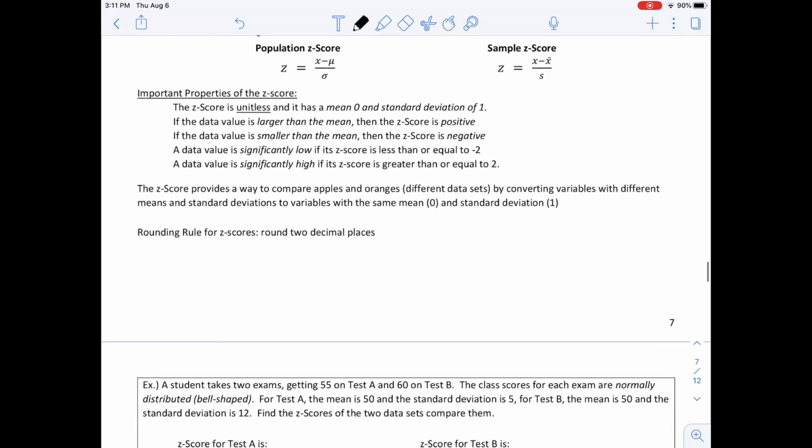Important properties about the z-score. First, the z-score is unitless, and it has a mean of 0 and a standard deviation of 1. Definitely something you need to know. If the data value is larger than the mean, then the z-score is positive, and if the data value is smaller than the mean, then the z-score is negative. A data value is significantly low if its z-score is less than or equal to -2, and significantly high if its z-score is greater than or equal to +2. The z-score provides a way to compare apples and oranges, different data sets, by converting variables with different means and standard deviations to variables with the same mean, 0, and the same standard deviation of 1.